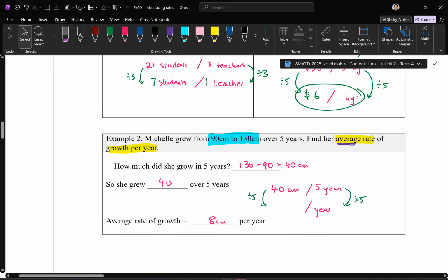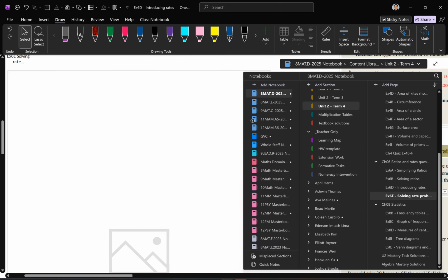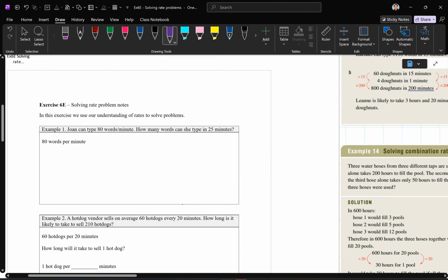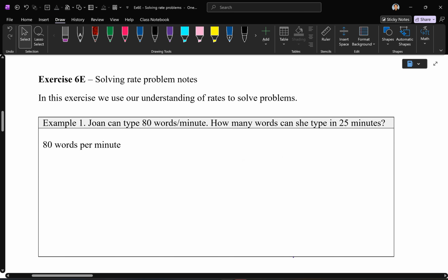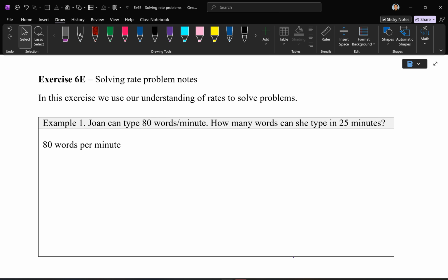All right, flip over the page. So what you've learnt now is how to understand a rate. You've learnt how to simplify a rate. Exercise 6E is the main one, and that's what's going to be on the quiz: how do you apply the rates? How do you use them to problem solve? So we'll start off with a simple one. Here's a simple example one.